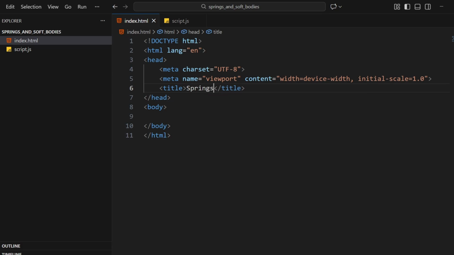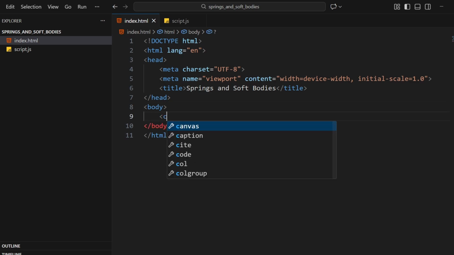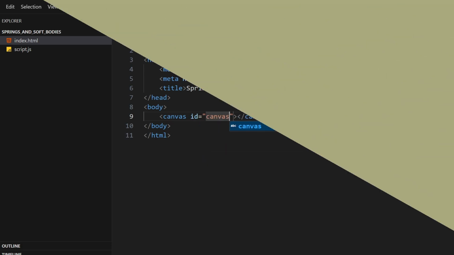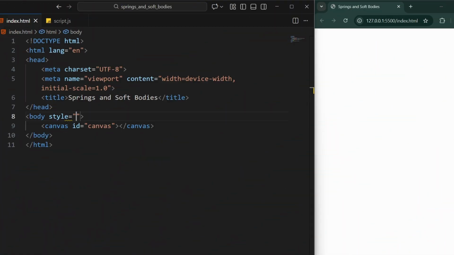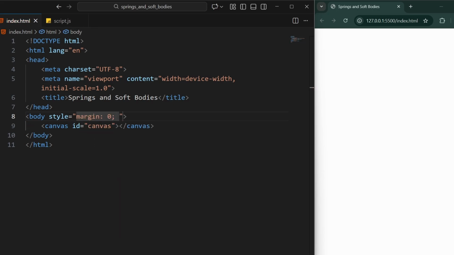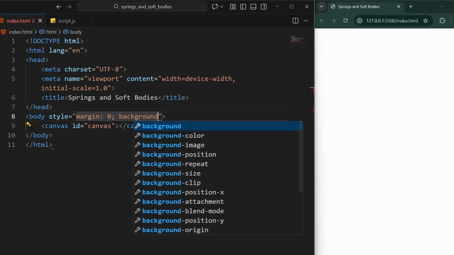Now don't worry if this part feels repetitive. Every physics simulation starts with the same foundation: a canvas, a rendering context, and a loop that updates every frame. Think of this as building the stage before the actors start moving. Right now, we are not doing physics yet. We are just preparing the world where physics will happen.